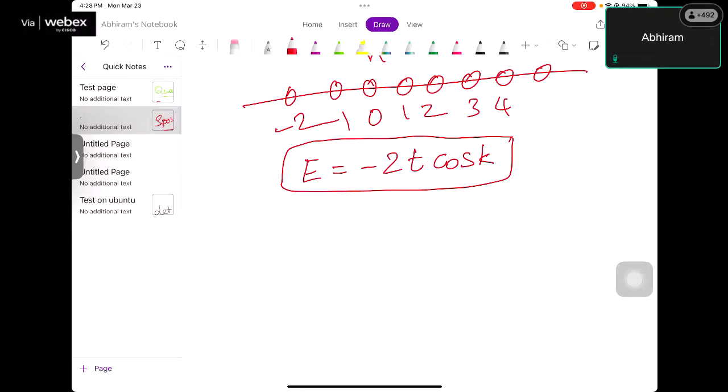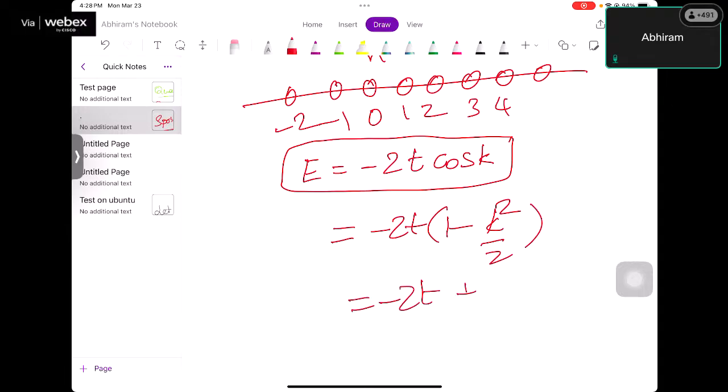Near the band bottom, cos k you can expand as 1 minus k square divided by 2. So E you can write as minus 2t into 1 minus k square divided by 2, which is actually minus 2t plus t into k square. This t into k square you can associate with h cut square k square divided by 2m. What is m here? m is the effective mass. So this is the connection between the lattice model and the continuum model.